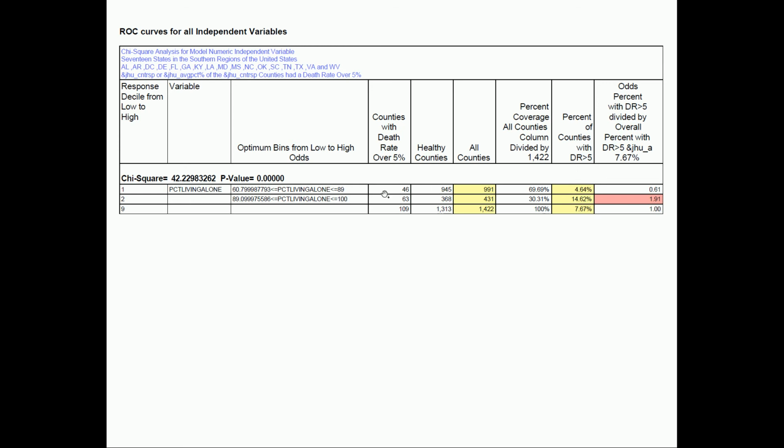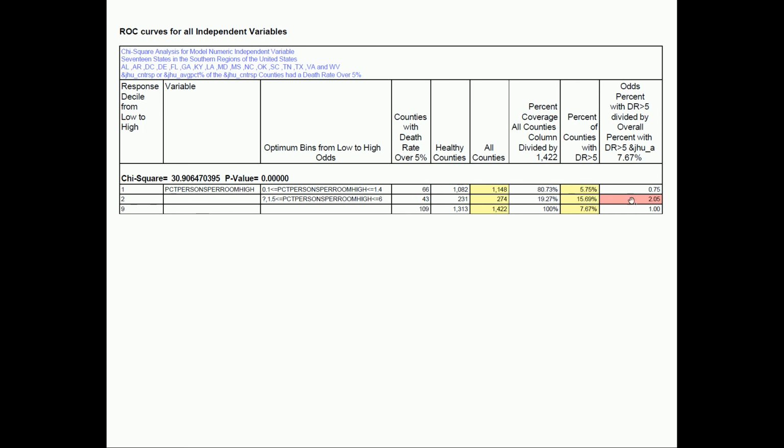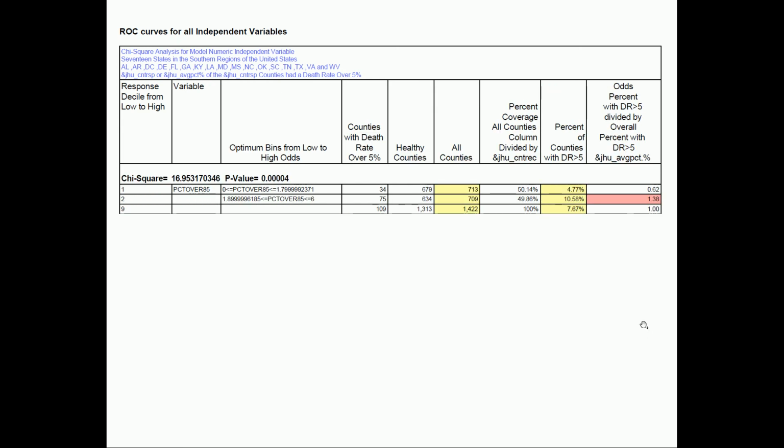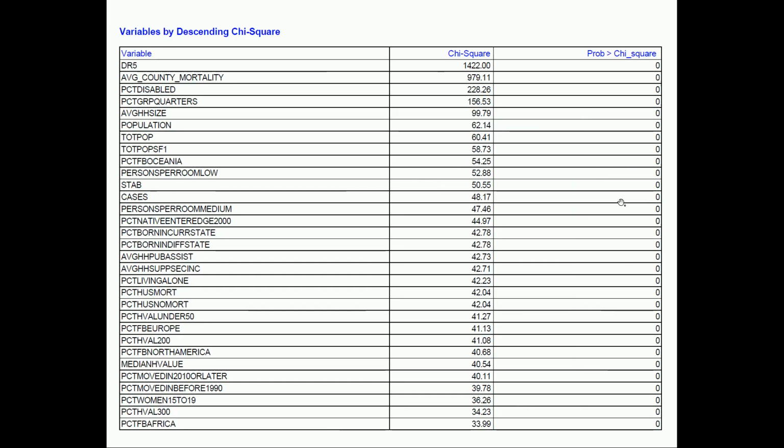Percent living alone is again quite strong. Persons per room is the second strongest, I think. You're twice as likely to have a death rate greater than 5% if you're in a crowded situation. Food stamps, you're 80% more likely. If over 2% of your population is over 85 years old, then you're 40% more likely.